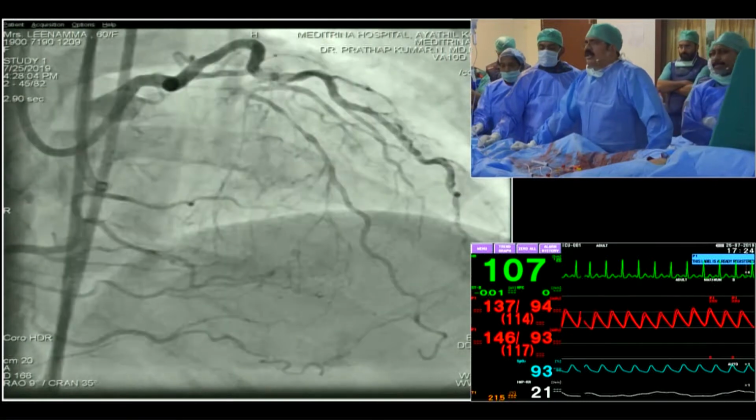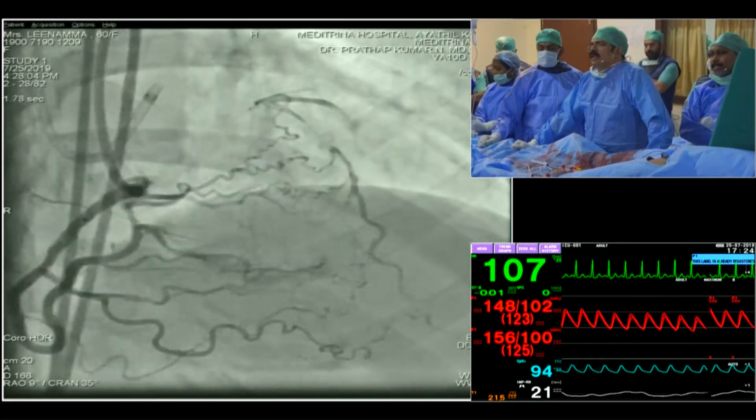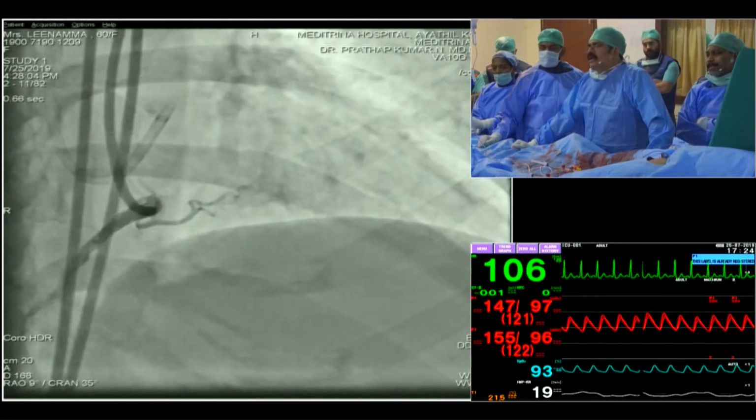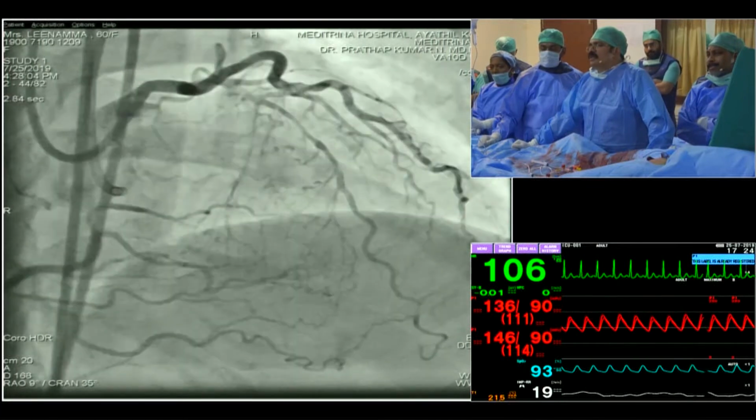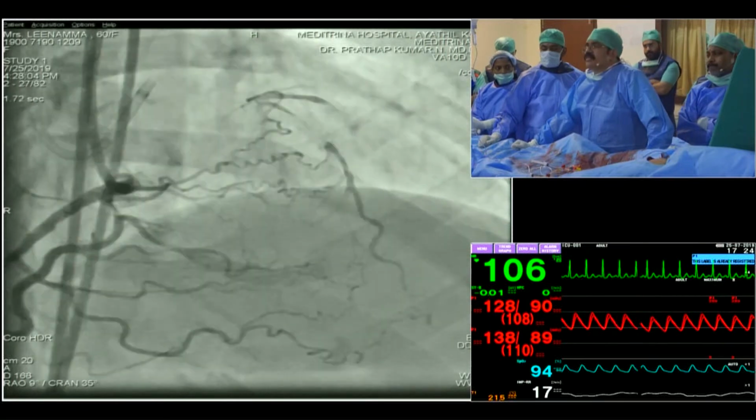Sushil, actually we don't have a CD of that. So I thought maybe a dissection plane is created there. I will try retrograde. If I fail, then I'll go antegrade and try with multiple wire escalation. Got it. Wonderful. Thank you. I think you can go further. Proceed.